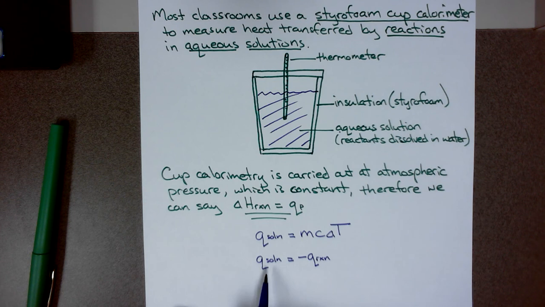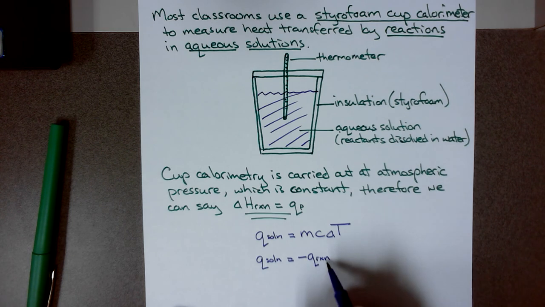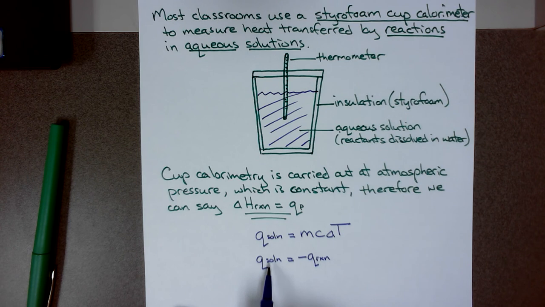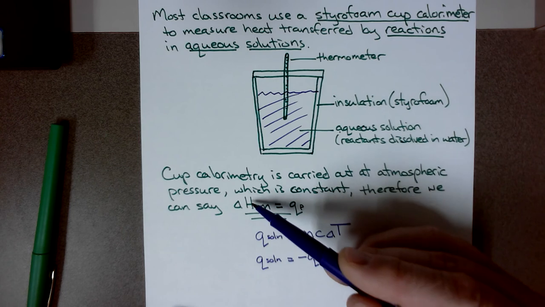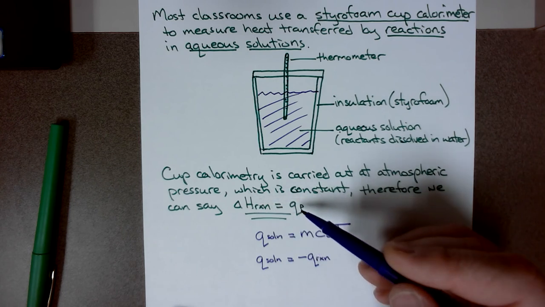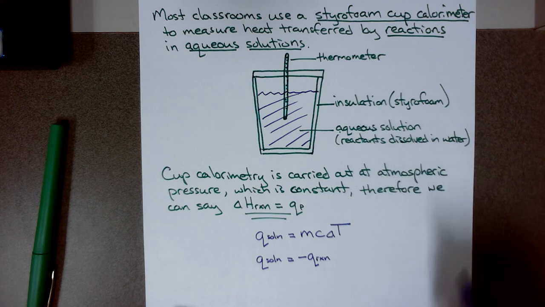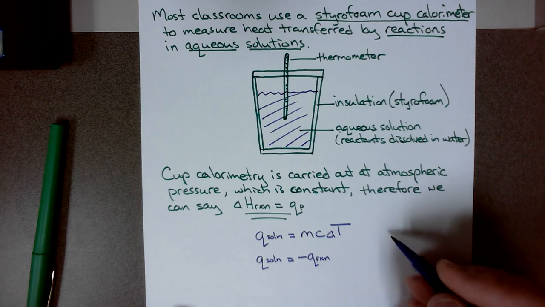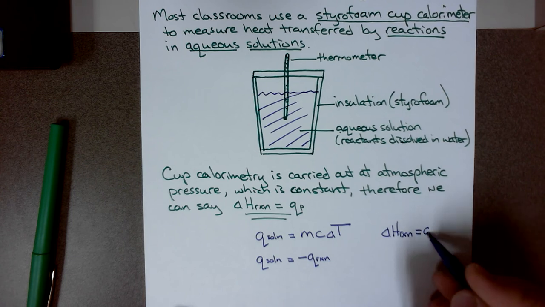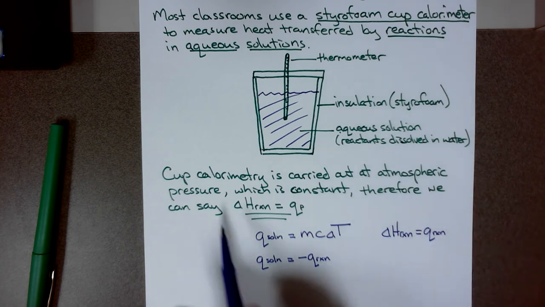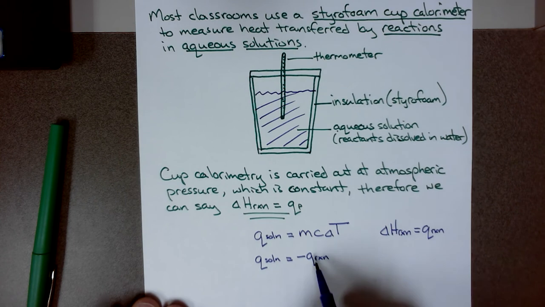So as the solution gains, it's because the reaction is losing, or vice versa, but it's opposite and equal to what's happening with the reaction. The reaction is the system. We're looking at the solution as the surroundings. Now remember, up here, because the delta H of the reaction is also equal to Q, we'll say here that the delta H of the reaction is equal to the Q of the reaction, because it's at constant pressure.